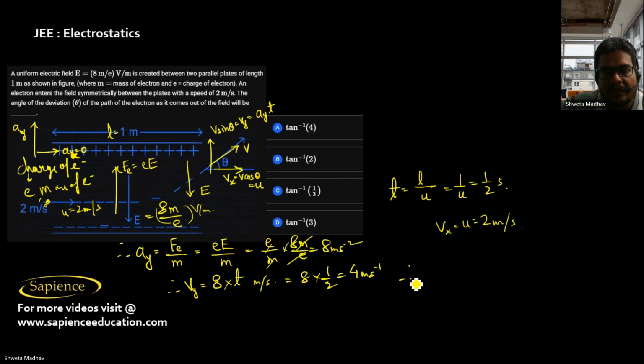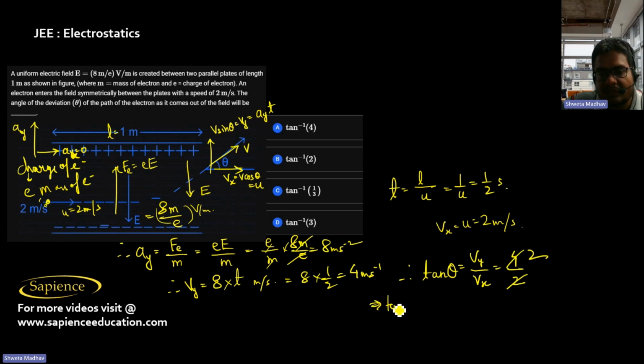Therefore we can say tan theta, which is v sin theta by v cos theta, is equal to Vy by Vx. Vy is 4 and Vx is 2, so 4 by 2. So tan theta equals 2, and theta equals tan inverse of 2. So tan inverse of 2 is the required angle of deviation of the path of the electron as it comes out of the field. So option B is the correct answer.